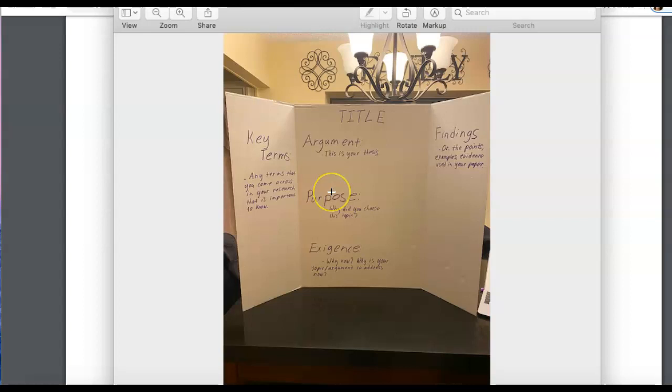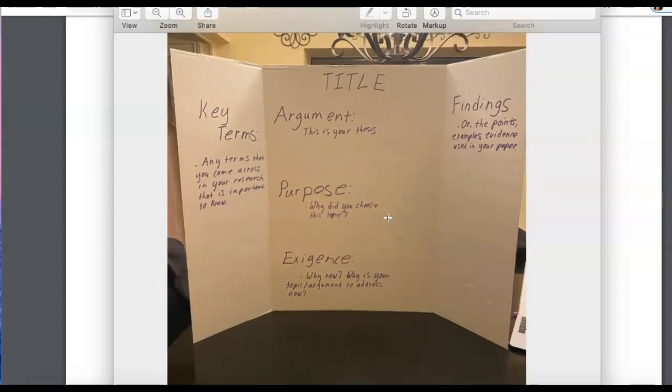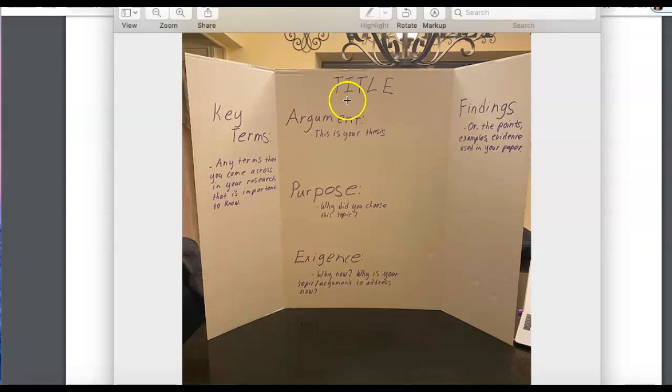Okay, so this is a poster board. If you were to do a poster board, you could just take a picture of it and upload it into Blackboard. I included the title here. So this would be like the title of your paper, your argument. That's your thesis. What is your thesis? You can just simply write your thesis.